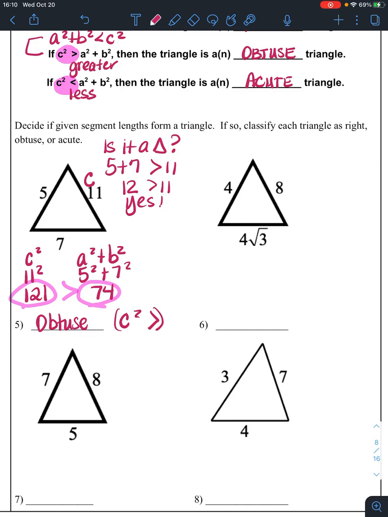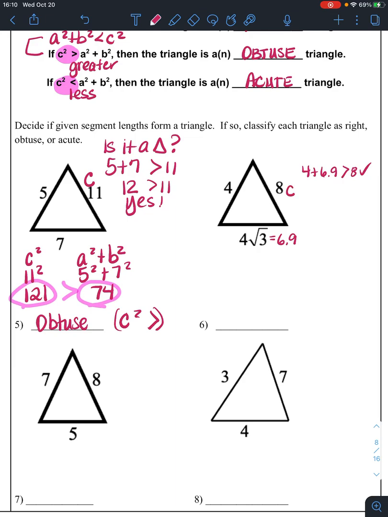Okay, so on this next one, we don't know how long 4 root 3 is, so that's okay. We need to know which one is our longest side, so let's do a quick check. Type in 4 root 3 on your calculator, and you'll get 6.9. Okay, so we need to check, is it a triangle in the first place? If we test 4 plus 6.9, that is greater than 8, so yes, it's a triangle, which means I can keep going.